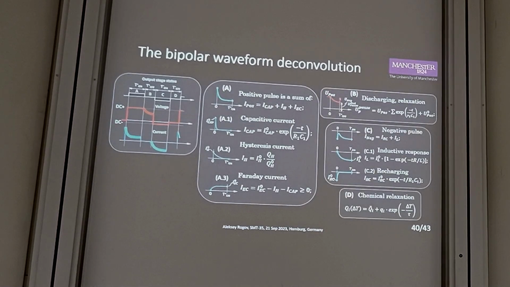Step B is discharging and relaxation, for which we also know the formula to calculate this shape. The negative pulse is a sum of a characteristic inductive response and recharging. When we switch from positive to negative, we need some recharging, and this current peak is associated with these processes. And step D, which we revealed recently, is the chemical relaxation, which can also be evaluated according to this formula.